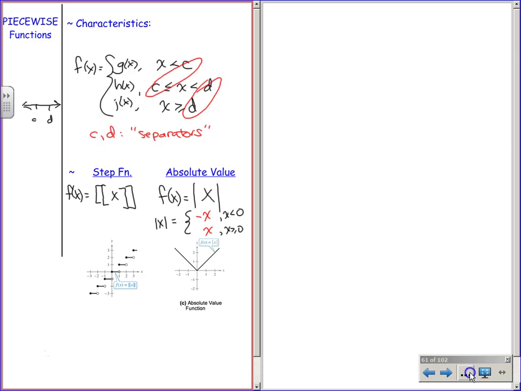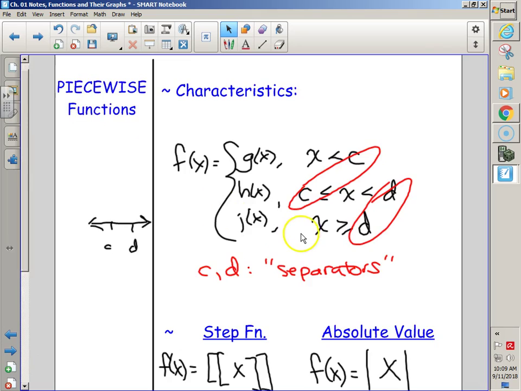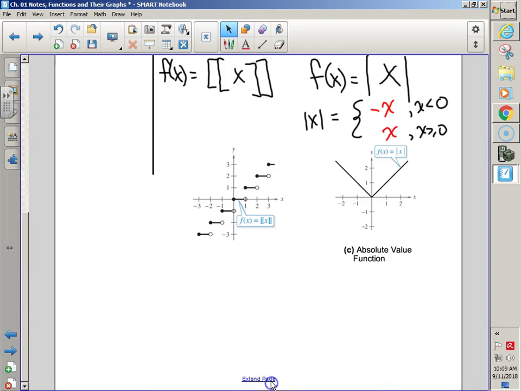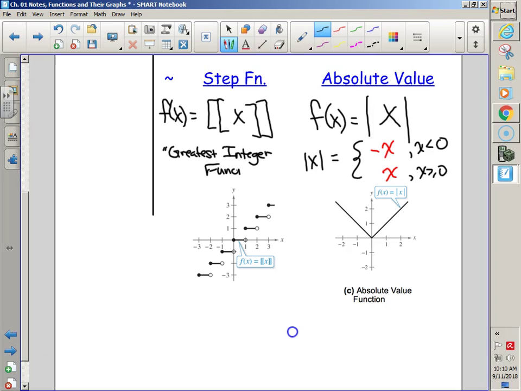But let's zoom in on these graphs really quickly, because the step function, I'm not doing the piecewise thingamabobs, but we better look at them and see what's going on. Step function has another name. In other books, it would be called the, ready, I want you to write it down, greatest integer. The step function is sometimes called the greatest integer function.